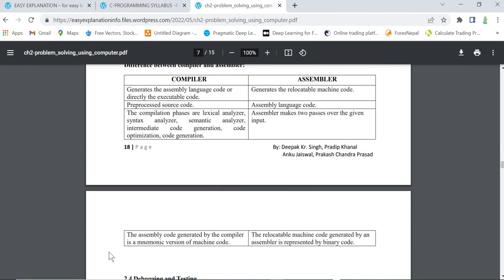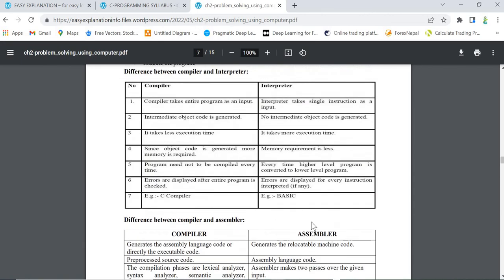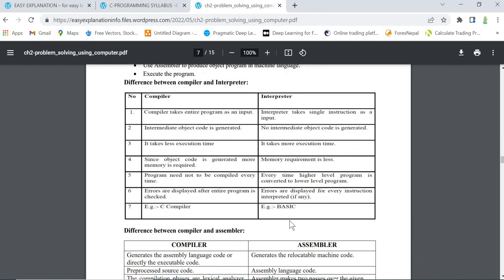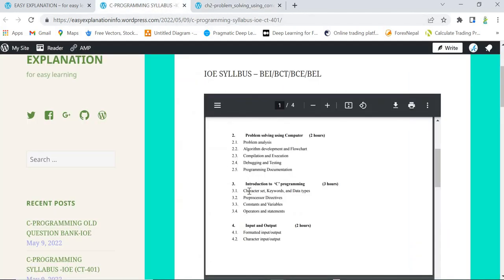The assembly code generated by a compiler is a mnemonic version of machine code. The relocatable machine code generated by an assembler is represented by binary code. Okay, so if this compiler generates assembly level code, that is the mnemonic version. Mnemonic means, suppose you write addition, its mnemonic will be add. Okay, but here the relocatable machine code is generated directly. Generally this question is asked: difference between compiler and interpreter. Sometimes they can ask what is an assembler. Fine. So I think we covered this portion.